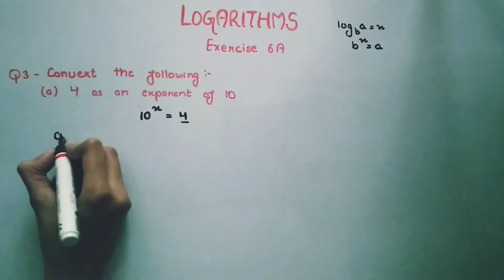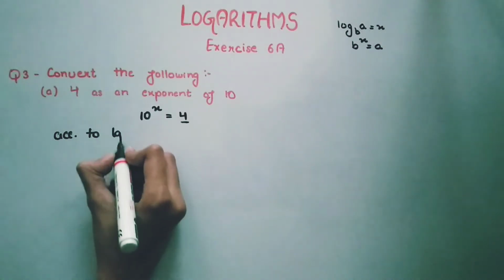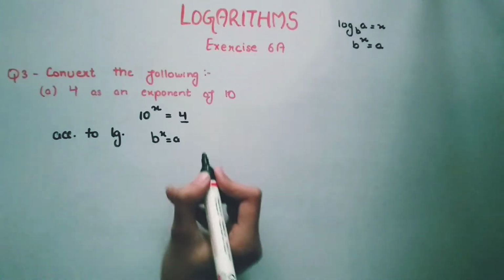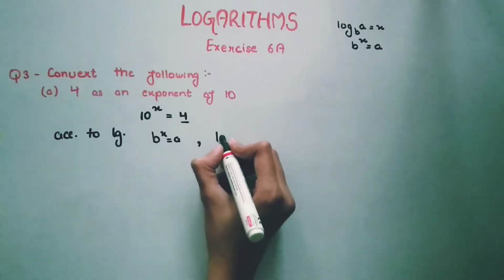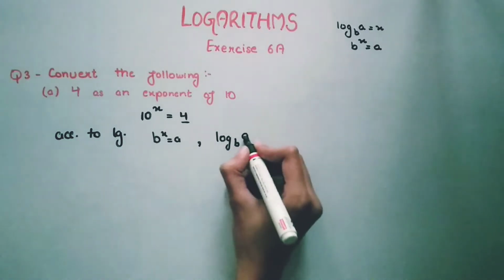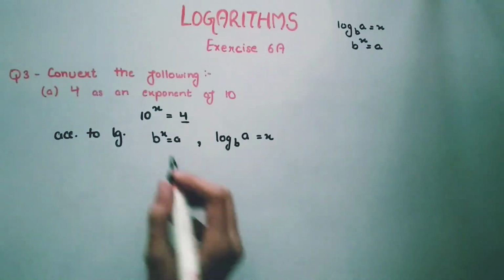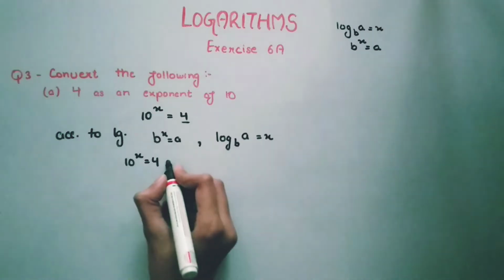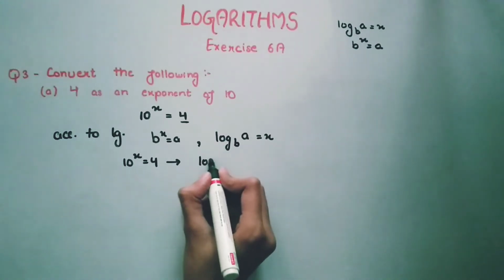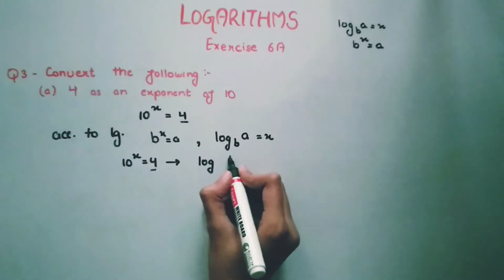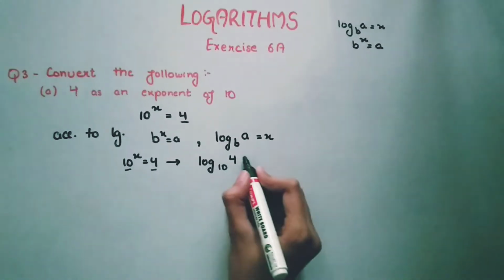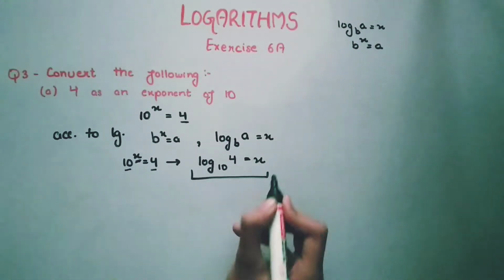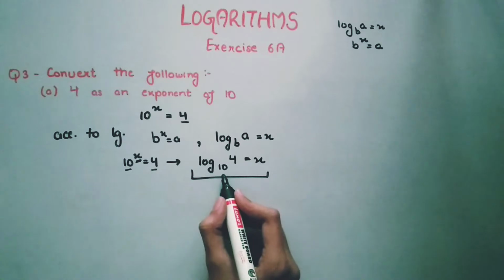Now if we see, according to logarithm, we know that b raised to power x is a, and its log form is log of a to base b is x. So similarly, if we see this equation, 10 raised to power x is 4, in the logarithm form this will be log of a, which is 4, to base, that is 10, that is equal to x. So here the value of x is log of 4 to the base 10.